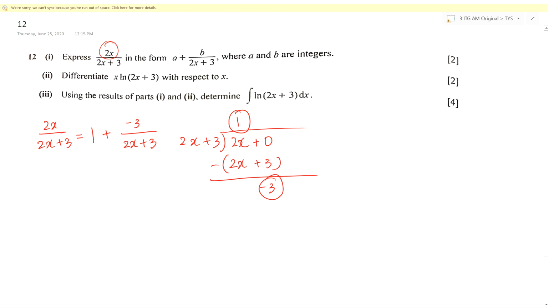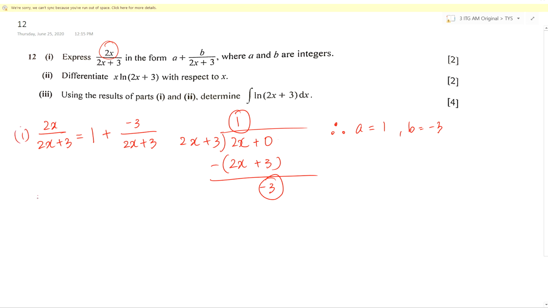Here we have expressed it in the form a plus b over 2x plus 3. They did not request for it, but if they did, our a value is 1, our b value is negative 3. Sometimes I think it is quite easy to earn the marks in A maths. For very few steps, they are quite generous.